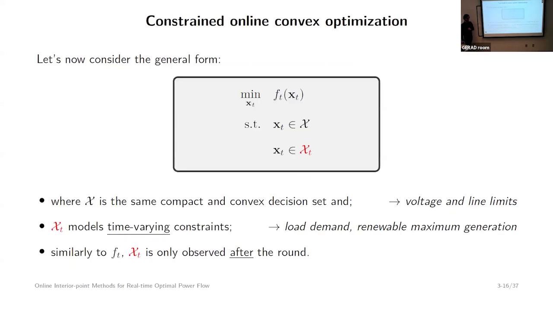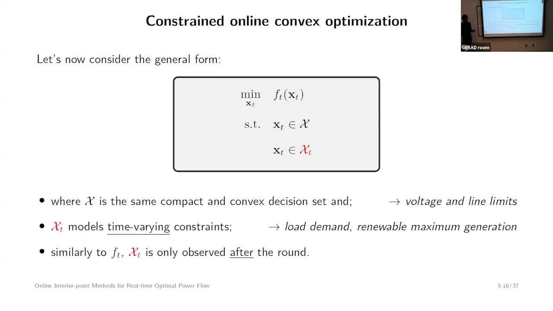Now let's consider a more general setting. I'll be adding a second line over here. I need to satisfy the same curly X as before, but then I'll add another set of constraints, call it curly X_t. The first one, you can picture as a constraint like voltage limits. You always need to be between 95% and 105% of the nominal value. Perfect, that never changed through time.